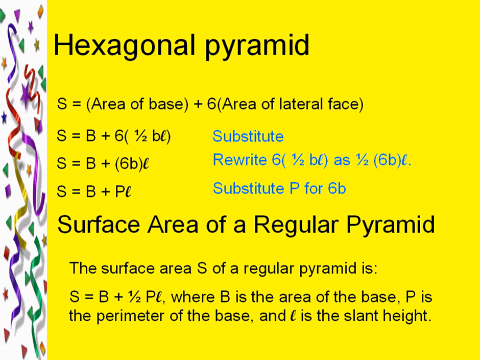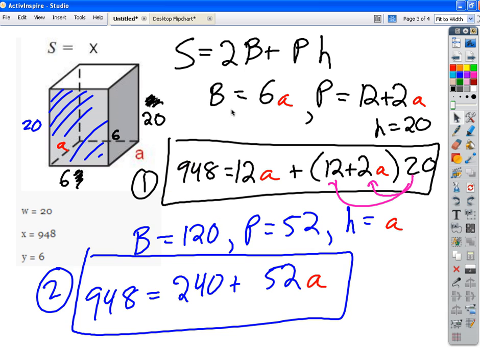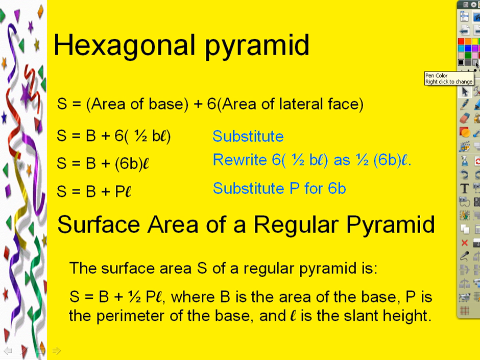So what I end up getting, I got to put that 1/2 in there. I left the 1/2 out. What I end up getting is B plus 1/2 p L, where L is the slant height. Okay? So there's my formula.